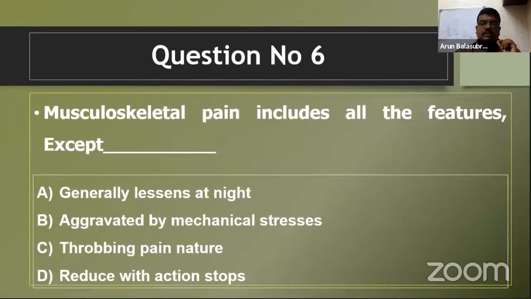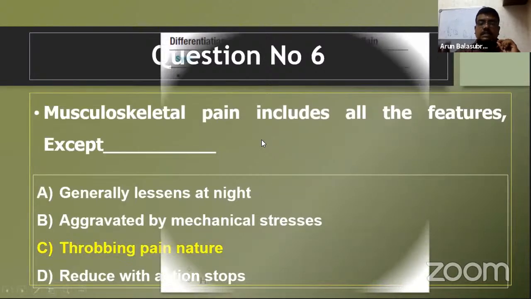Okay, we move on to the 6th question. Musculoskeletal pain has all these features except: generally lessens at night, aggravates by mechanical stresses, throbbing pain in nature, reduced with actions. Which is not a musculoskeletal symptom? Tanya has put C, very good. It is C, throbbing in nature, because throbbing pain always occurs in systemic involvement.